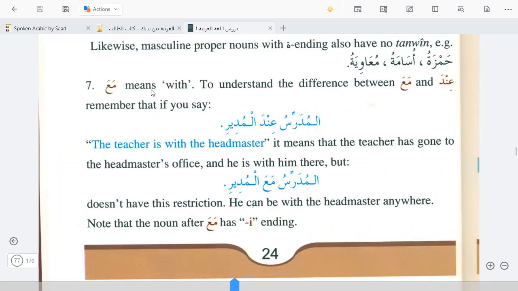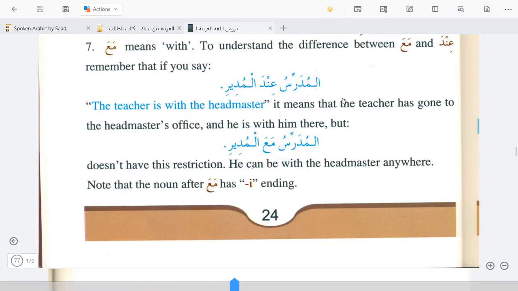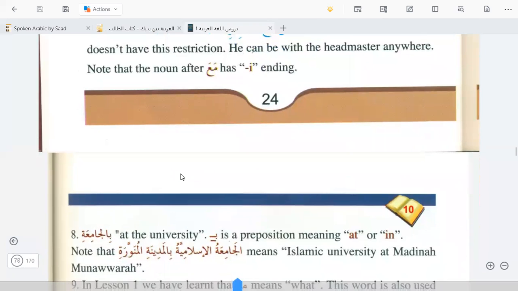Point number 7 is Ma'a. Ma'a means with. To understand the difference between Ma'a and Inda, remember that if you say Al-Mudarrisu Indal Mudiri, al-mudarrisu means the teacher, indal mudiri is with the headmaster. The teacher is with the headmaster. It means that the teacher has gone to the headmaster's office and he is with him there. But if we say Al-Mudarrisu Ma'al Mudiri, not Indal Mudiri, it does not have this restriction. He can be with the headmaster anywhere. Okay, dear? Okay. Note that the noun after Ma'a has a kasra ending.